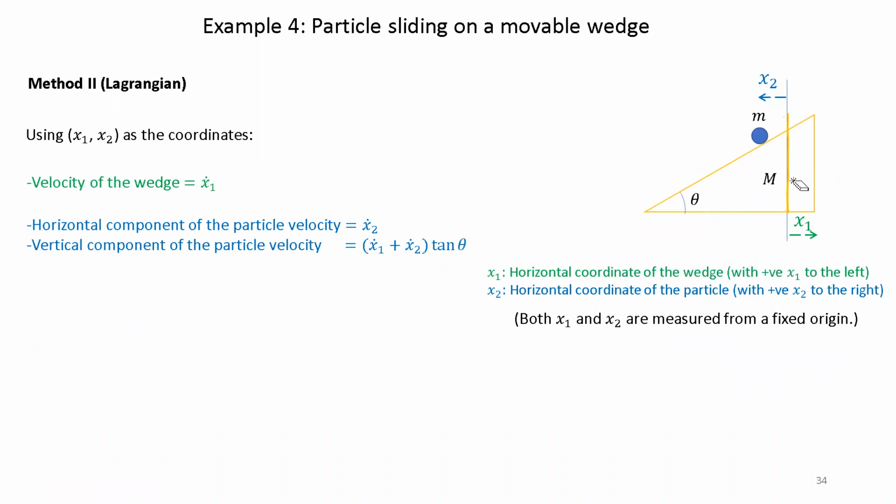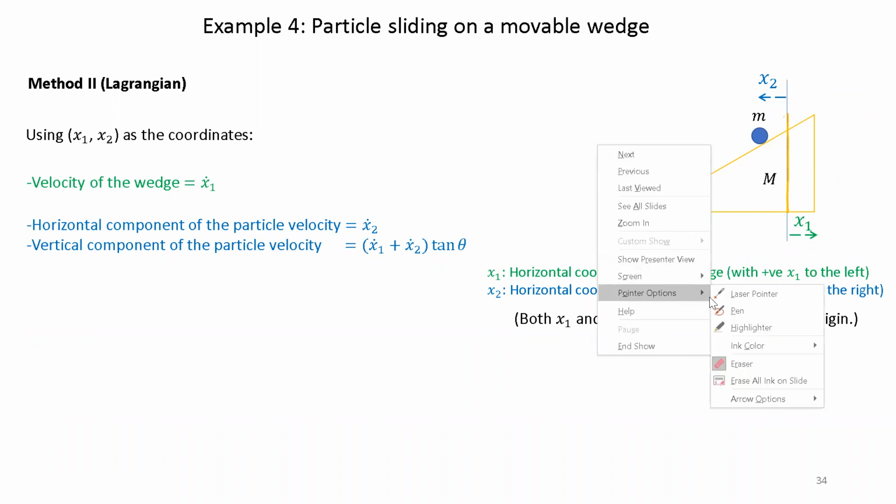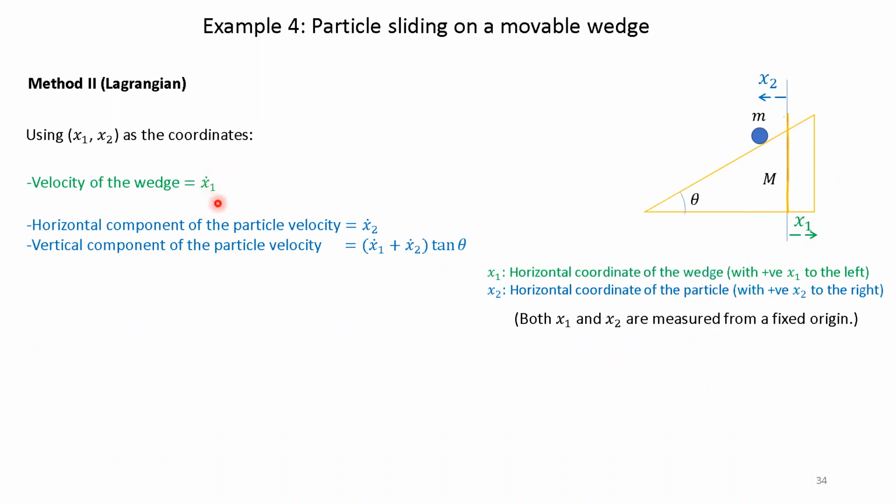Okay, so that if I do it that way, right? You'll be able to also write down the velocities of the two items, right? So the velocity of the wedge is just this x1 dot, and this is the velocity of the particle, written like this.